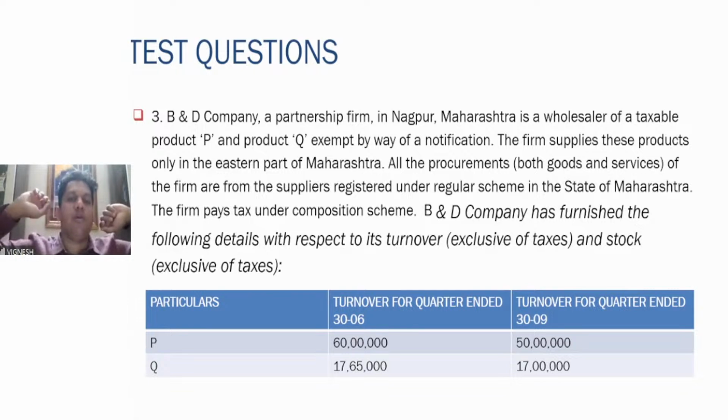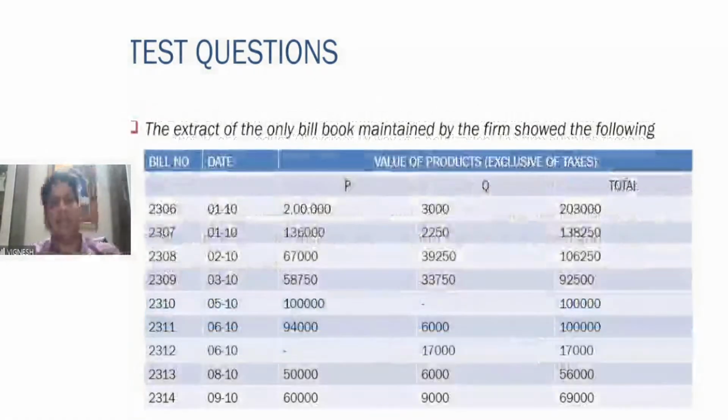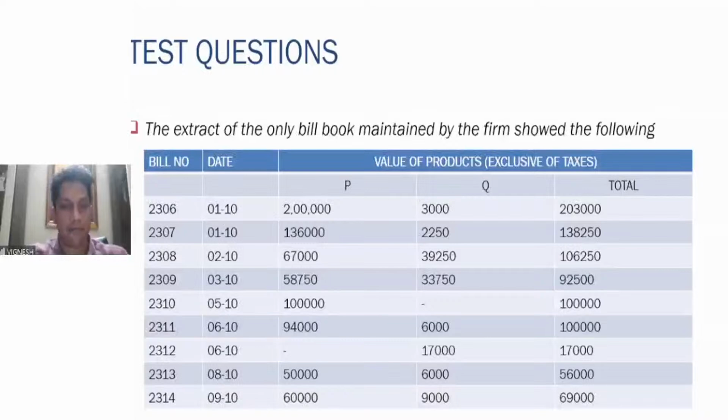Composition scheme is eligible up to 1.5 crores. So therefore 1 crore 44 lakhs 65,000 was there till 30th September. Now from 1st October, what is happening? Again, you have to add both taxable and exempt. So add 2 lakh 3,000. Then add 1 lakh 38,250. This should be added to 1 crore 44 lakh 65,000. Okay. So 2 lakh 3,000 plus 1,38,250.